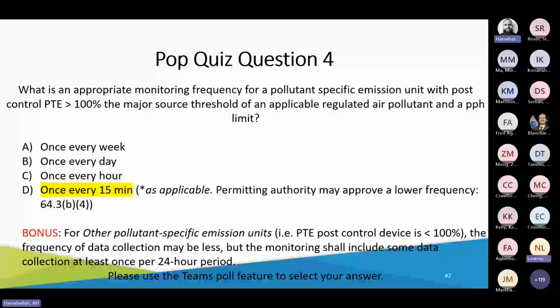All right. Well, it just has to be at least once per 24 hours. That's what the CAM rule states. If it's another PSEU, then at least one indicator has to be monitored at least once every 24 hours. That's what the actual rule states. But I was just wondering if, because it's another, we could go with once per 24 hours, or if we would be required to go more frequently if it's subject to a pound per hour limit. That's really my question. All right. Thanks. Thank you, Norm.